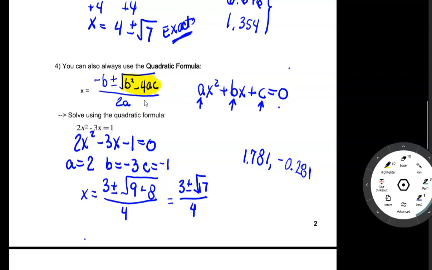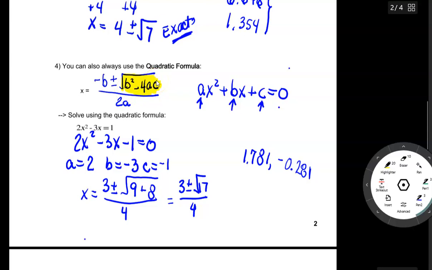What if what's under the square root is 0? What will our answer look like? If what's under the square root is 0, this whole thing just goes away because it's taking the square root of 0. So we end up with negative b plus or minus 0 over 2a, or just negative b over 2a, right? And then what if b squared minus 4ac is negative?